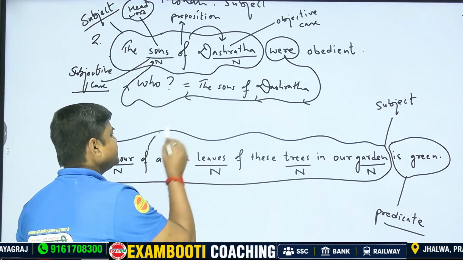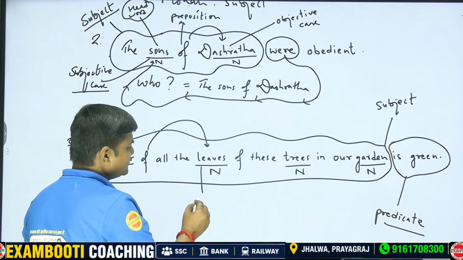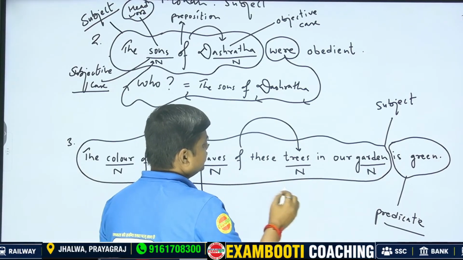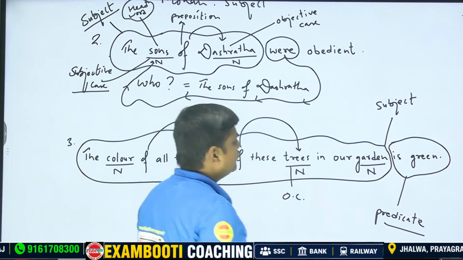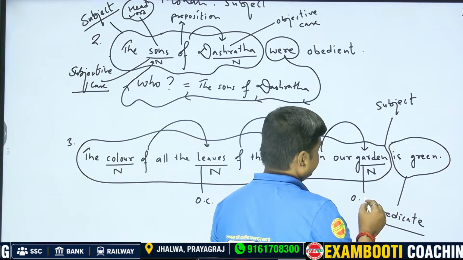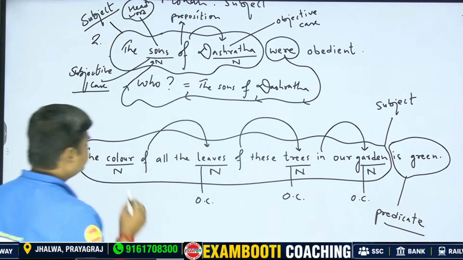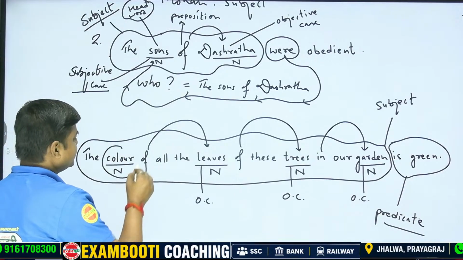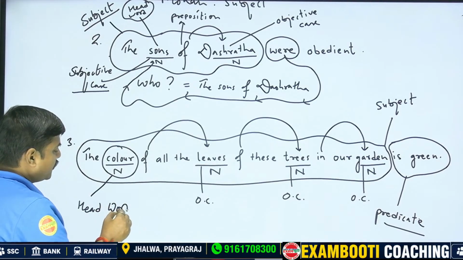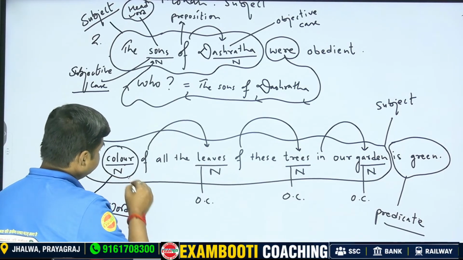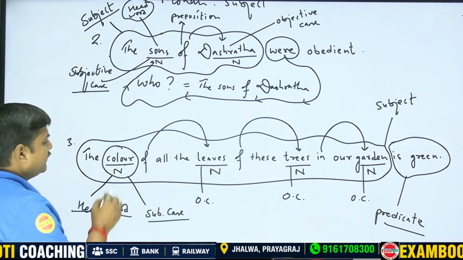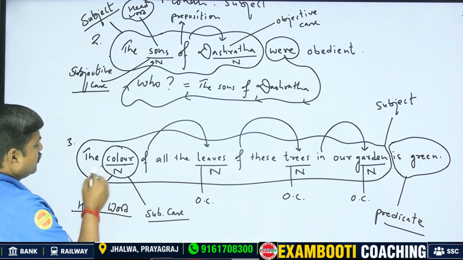Now this noun is just after a preposition. It means this is in objective case. This noun is also after a preposition, so this is also in objective case. Now this noun is after 'in', so this noun is in objective case as well. There is only this noun. This noun is actually the head word. This is our head word. This noun is in subjective case. That's why the verb is used according to this.